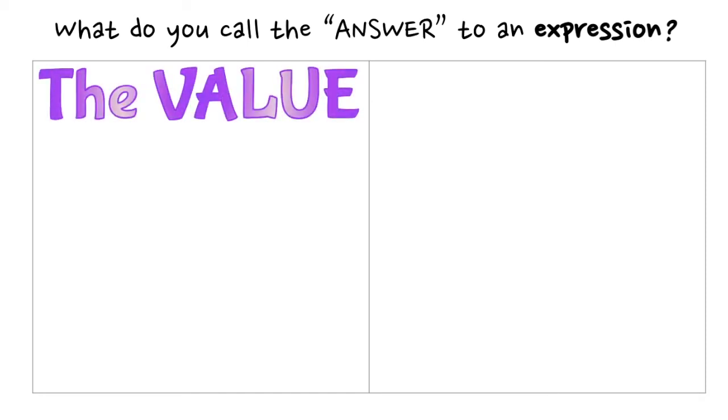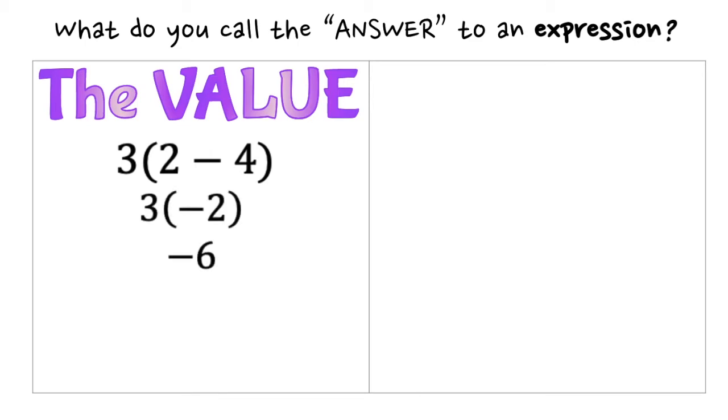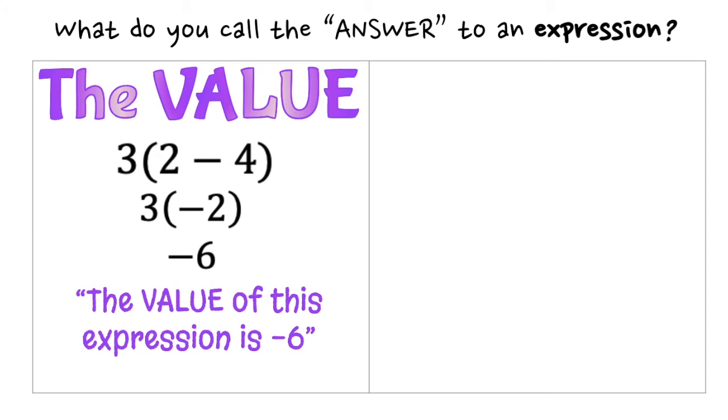So what do we call the answer to an expression? We call it the value of the expression. So for example, if I were to ask you to simplify the expression 3 times the group of 2 minus 4, that would end up with an answer of -6. But because this is an expression, we would say that the value of this expression is -6.